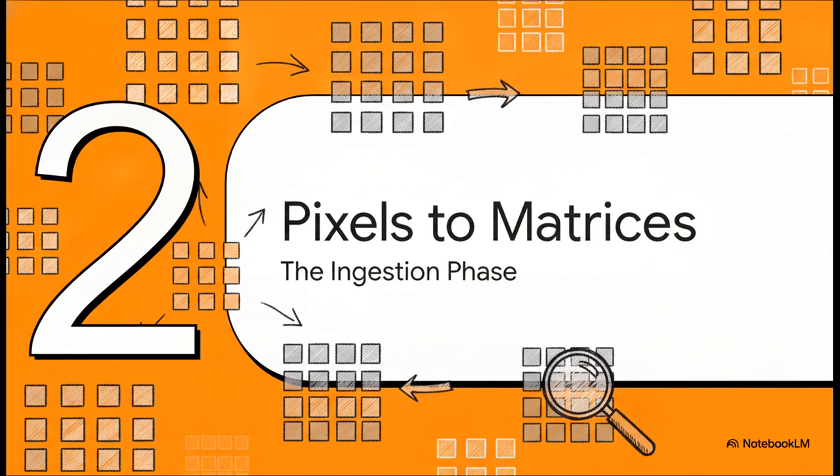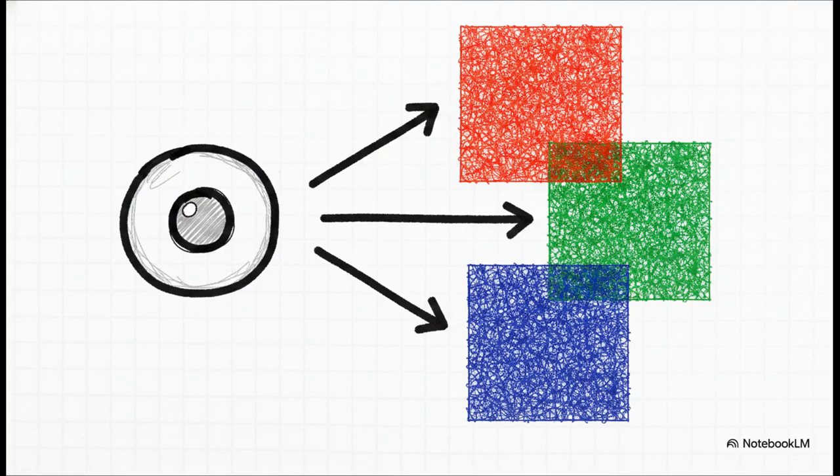Moving right along to our first station on the assembly line, pixels to matrices. This is our ingestion phase. What's really alien to us here, and frankly, kind of proves computers have zero appreciation for art, is that an image enters the CNN not as a beautiful, colorful picture, but brutally stripped down into a massive matrix of numbers.